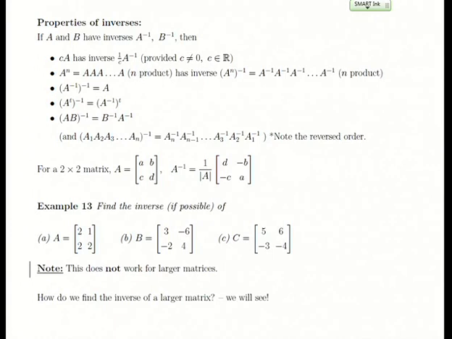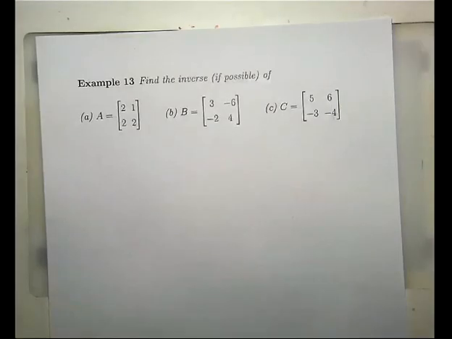Okay, find the inverse, if possible, of these 2 by 2 matrices.